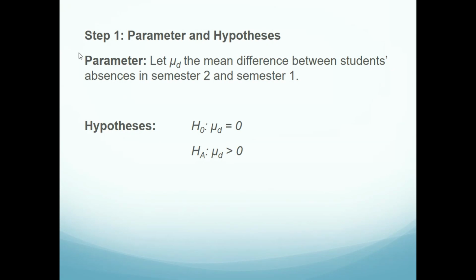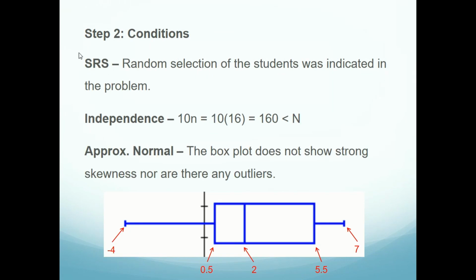For step 1, we're going to define our parameter as mu sub d, the mean difference between students' absences in semester 1 and semester 2. Our hypotheses for the null will be that mu sub d equals 0, and our alternative is that mu sub d is greater than 0. And we believe it's greater than 0 because if there are more absences in second semester, then that difference should be positive. Step 2 are conditions.